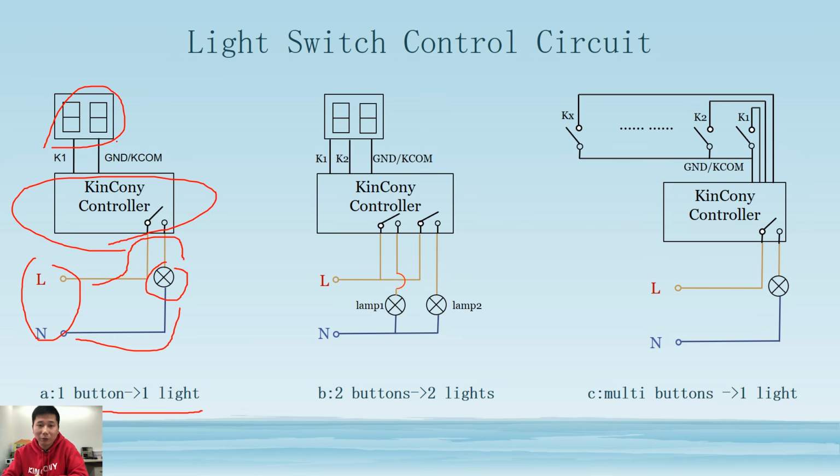So this is our switch that has a K1 and a ground, that means common. This is K1. So you just very easily connect to the KinCony controller's digital input, and we can set by software to let the digital input toggle the digital output, just a relay output, just for light on and off. So let's look at the switch panel opposite firstly.